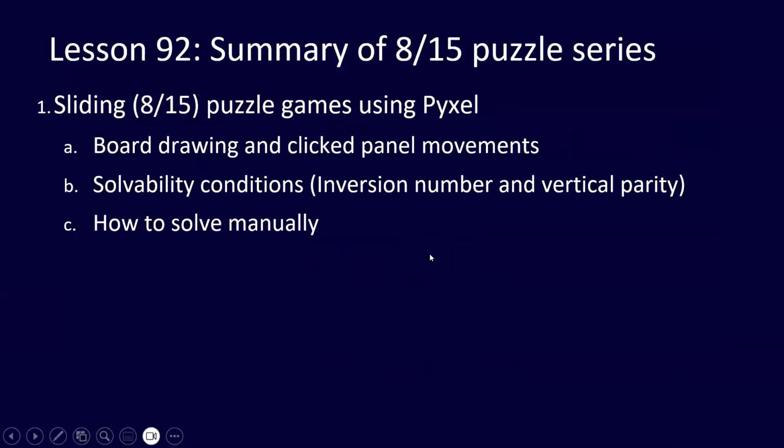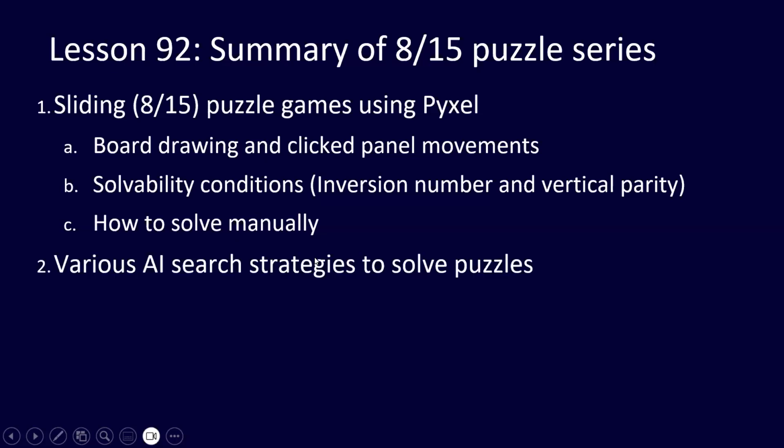So last time we summarized how we make sliding puzzles, like 8 puzzles and 15 puzzles, which are solvable. Solvable meaning that if we slide panels, we can solve it eventually. And then I told you how to solve 8 puzzles only, but manually. So next here, I'd like to show how we made several tries to solve those puzzles using AI, artificial intelligence strategies.